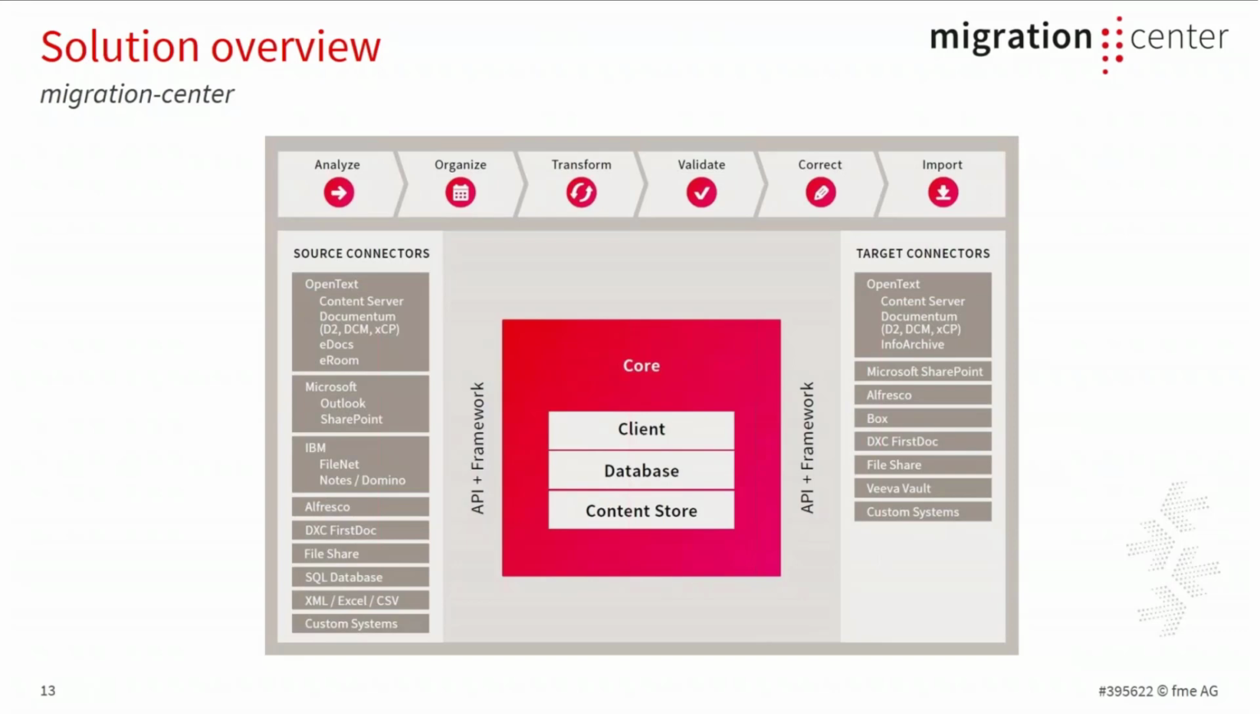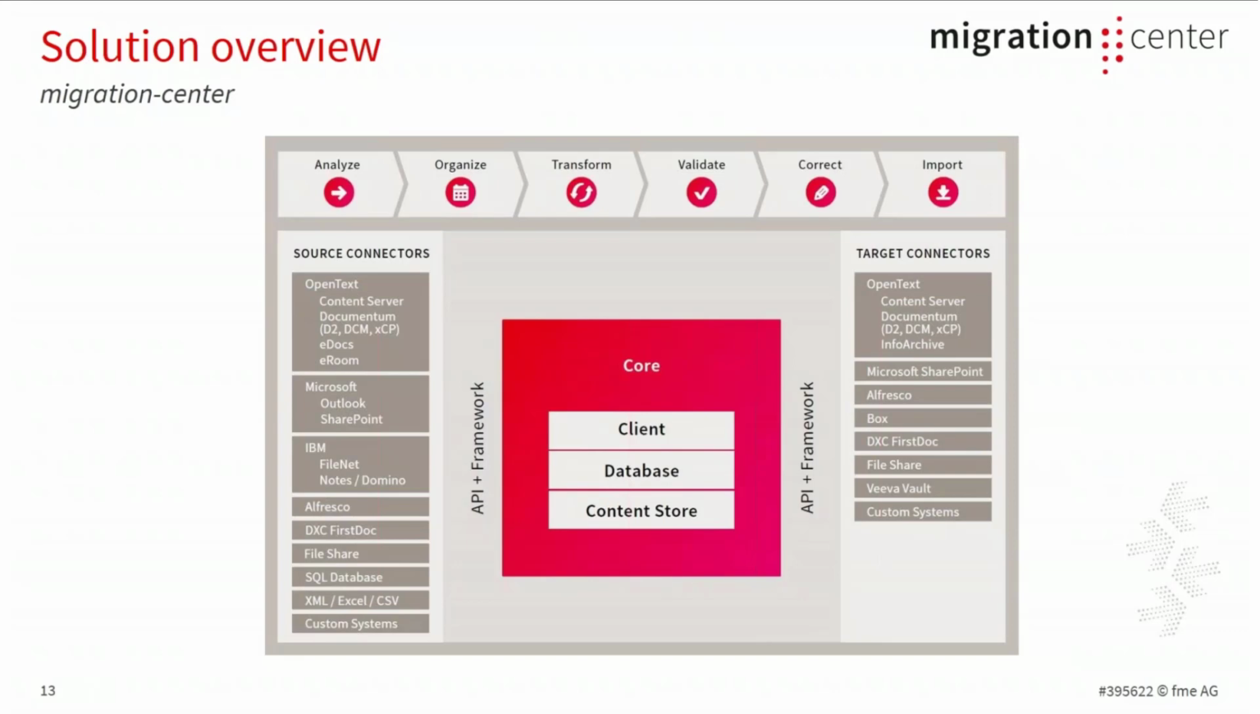So you see which migration or scan or particular import was happening, and when and how, right? Then you have a client or several clients to configure the whole thing. And then you have on the right-hand side the so-called job server, which is including our connectors. So we have the source connectors on the left-hand side, where you see OpenText Content Server, Documentum, D2, DCM, XCP, eDocs, and eRoom, also for Microsoft emails or SharePoint, IBM FileNet, or even emails, Notes, and Domino, and also Alfresco and some others.